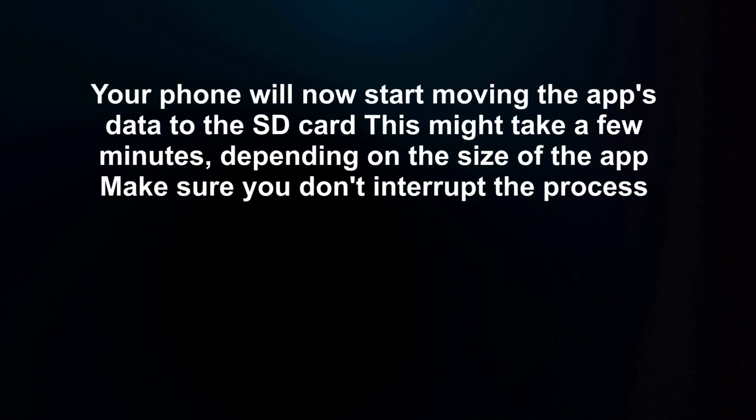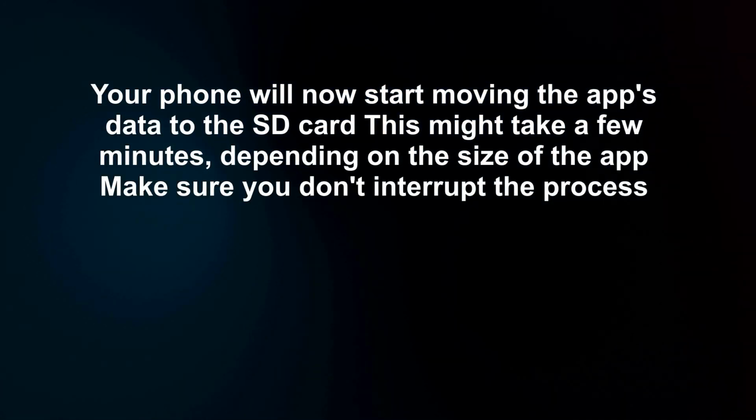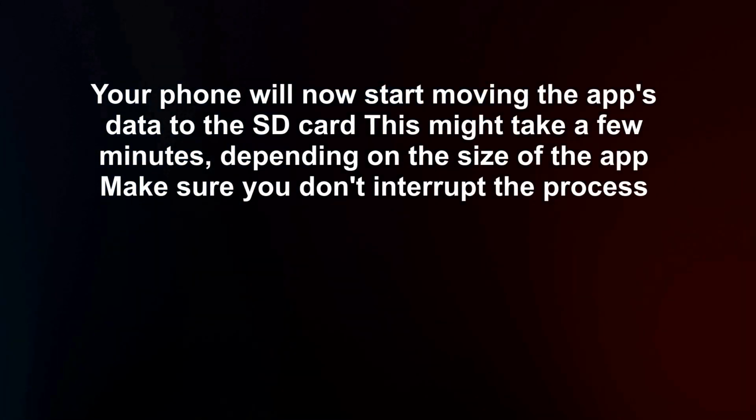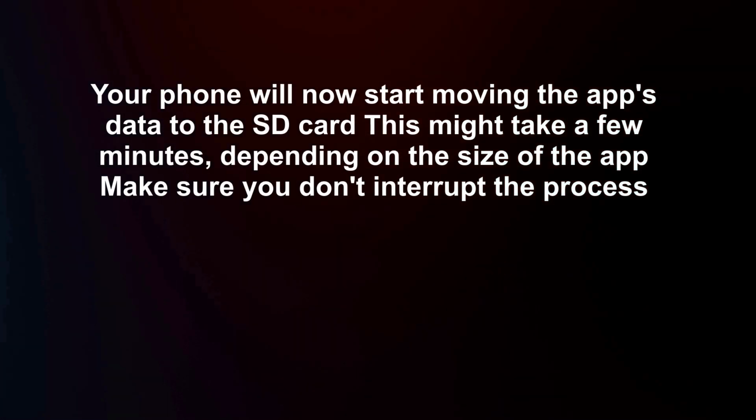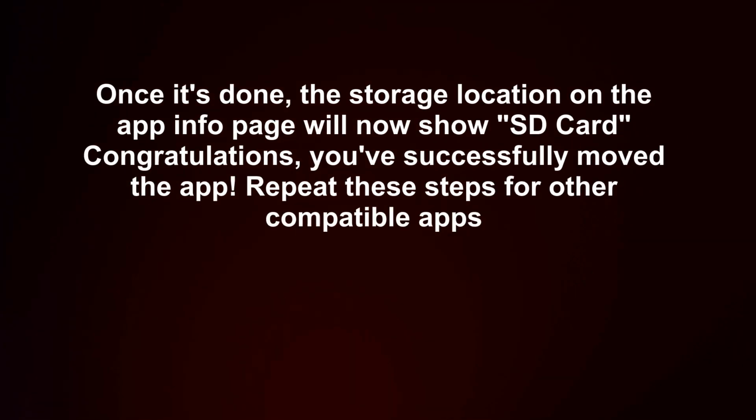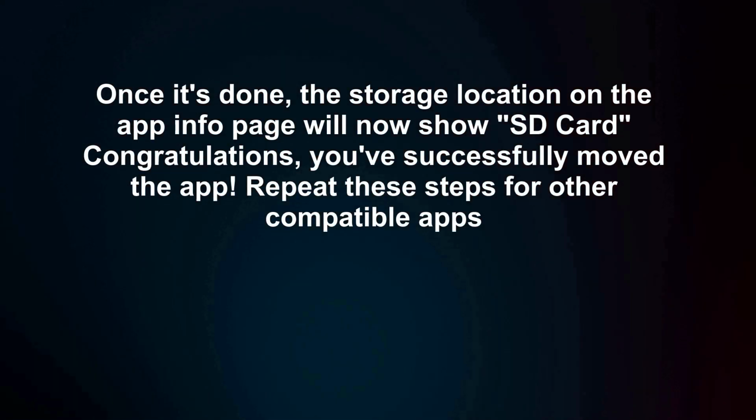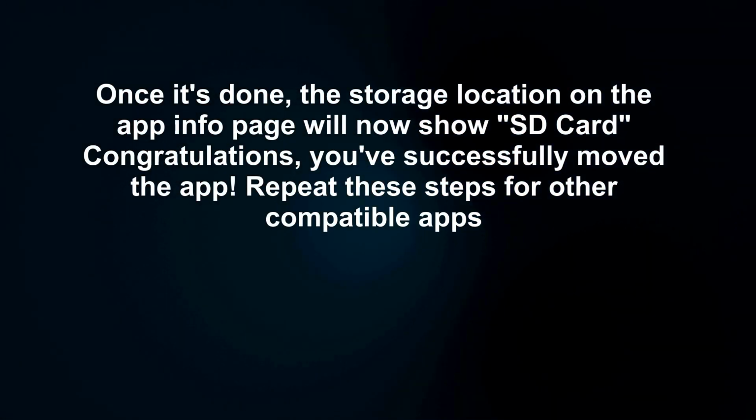Select SD card. Your phone will now start moving the app's data to the SD card. This might take a few minutes, depending on the size of the app. Make sure you don't interrupt the process. Once it's done, the storage location on the app info page will now show SD card.